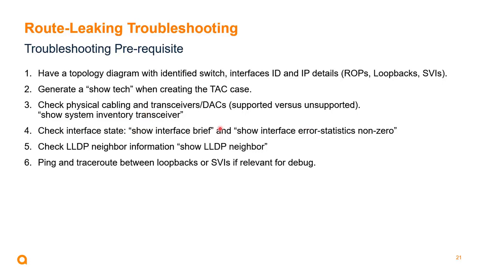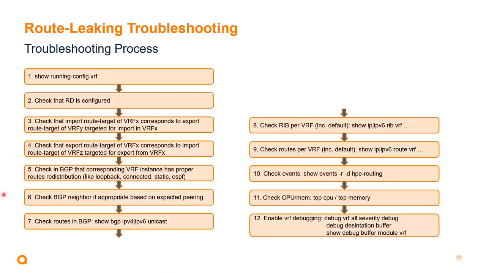Check the interface state with show interface brief, and any non-zero error statistic would be helpful. Then check the LLDP neighbor information so that you can see that there is at least some basic protocol communication over the circuits. You may also do some ping and traceroute, an obvious prerequisite for troubleshooting. Then to specifically troubleshoot a route leaking process, you may find it informative to run a show running VRF.